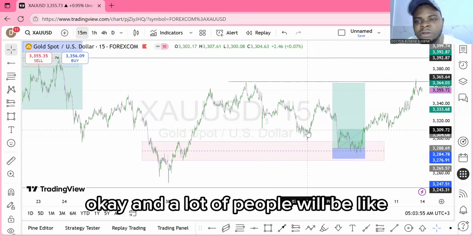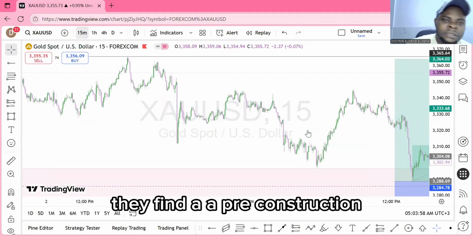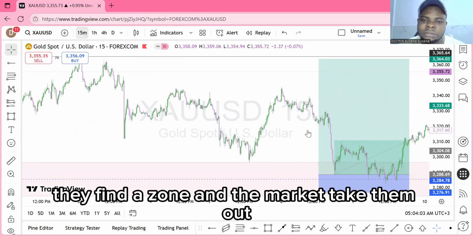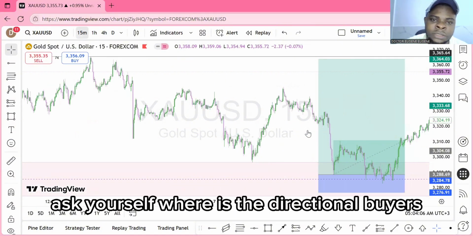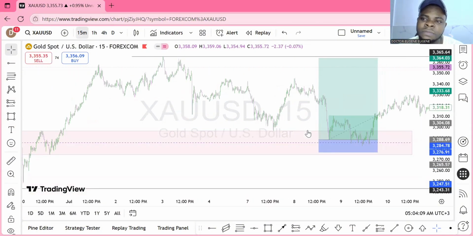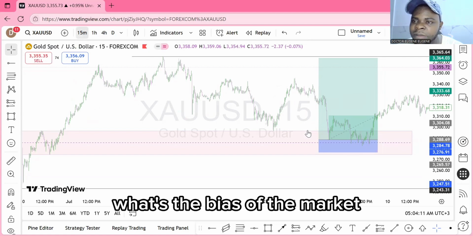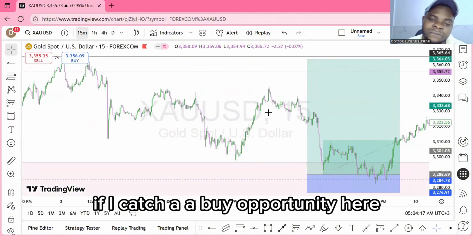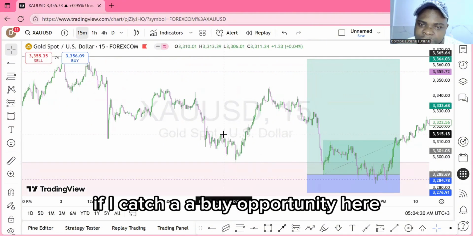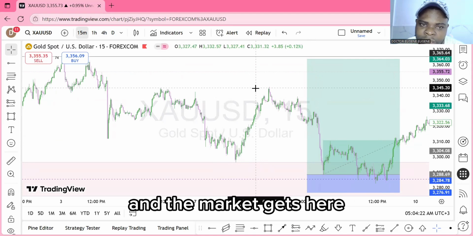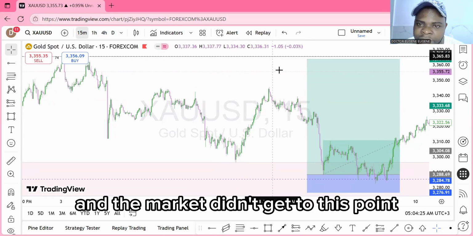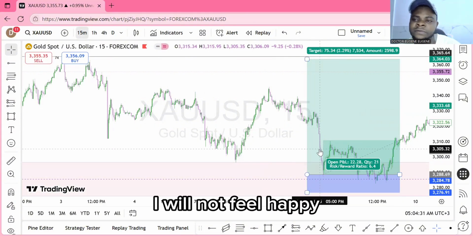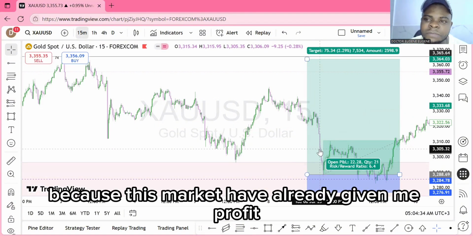Okay, and a lot of people find a break of structure, they find inducement, they find a zone, and the market takes them out. Ask yourself, where is the directional bias? What's the bias of the market? Because here now, the bias is actually sell. If I catch a buy opportunity here, and I'm anticipating to take my profit up here, and the market didn't get to this point and then came back to take me out, I will not feel happy because this market has already given me profit.